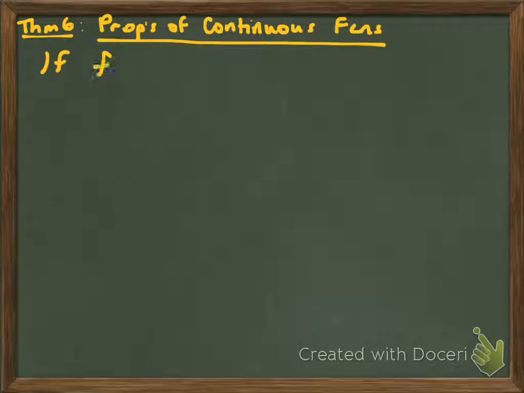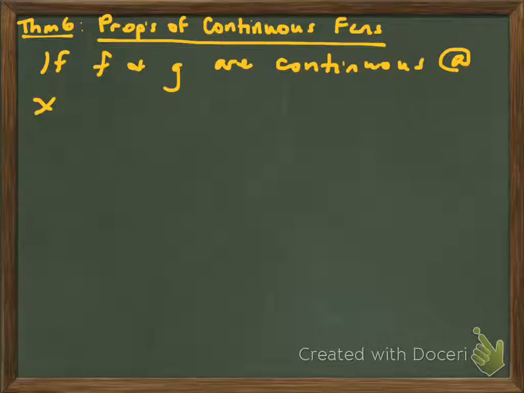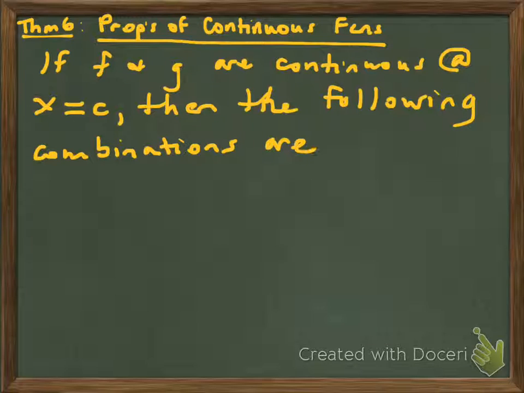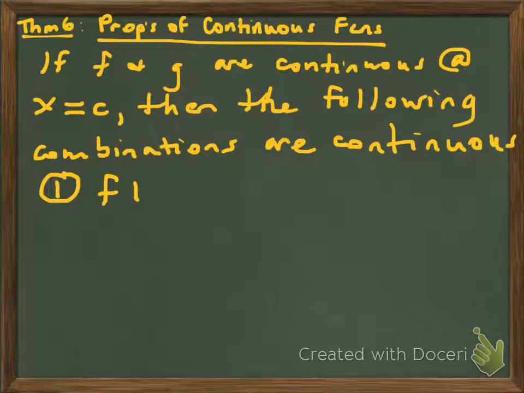If f and g are continuous at x equals c, then the following combinations are continuous. And there are 5 of them. 1 is f plus g.